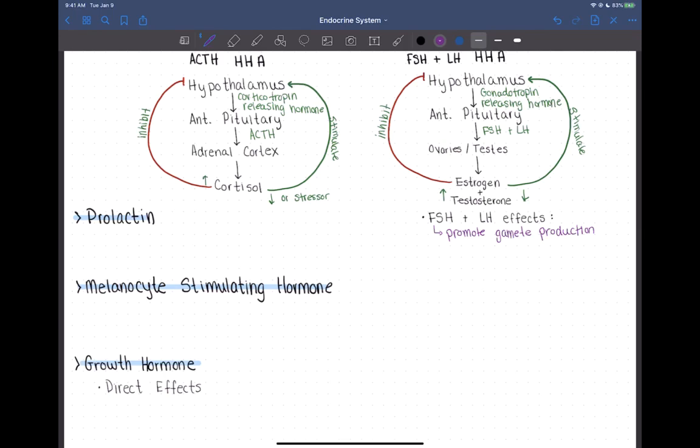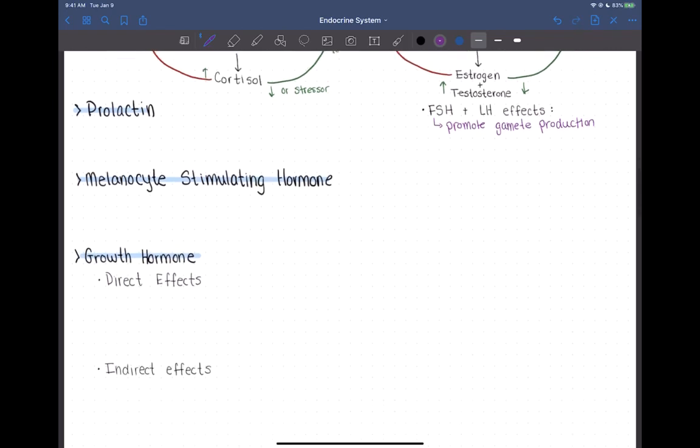And luteinizing hormone also has an additional effect that we'll learn about with the reproductive system, where it's involved with ovulation in the ovaries. Okay, so those 2 hormones have some additional effects on the body as well. Okay, so let's finish up our hormones for the anterior pituitary. We talked about our tropic hormones, and so let's talk about our non-tropic hormones.